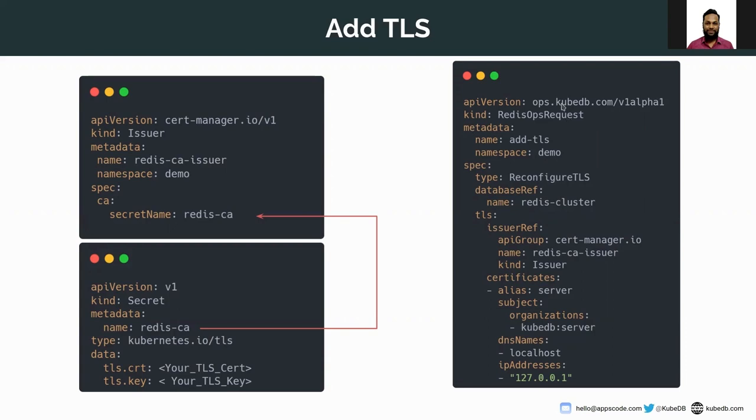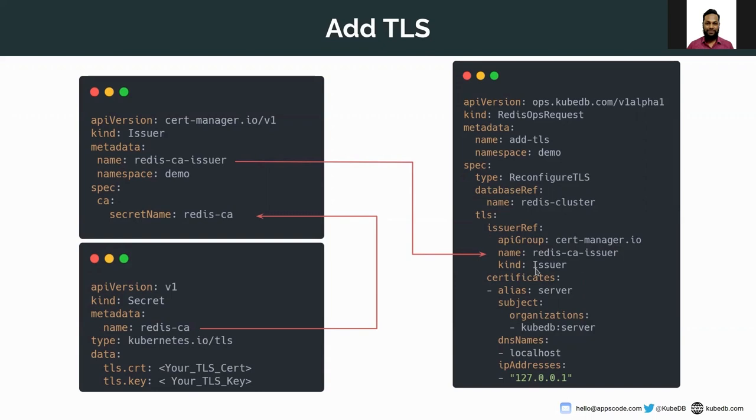OpsRequest YAML. Here the API version is ops.kubedb.com/v1alpha1. Kind is RedisOpsRequest. In the metadata section, you can see that the name of the OpsRequest is add-tls and namespace is demo. In the spec section, we have the type, that is ReconfigureTLS, and the database reference is the Redis cluster. And in the TLS section, we need to provide the issuer reference we have created. So the issuer reference here is redis-ca-issuer, the API group for that issuer is cert-manager.io, and kind is Issuer.